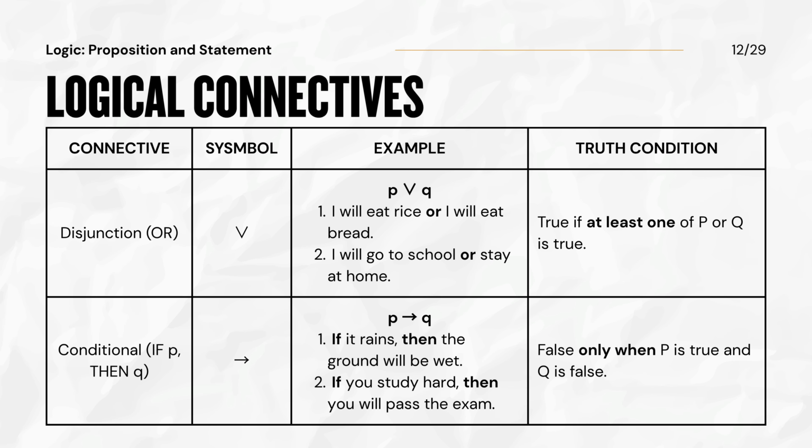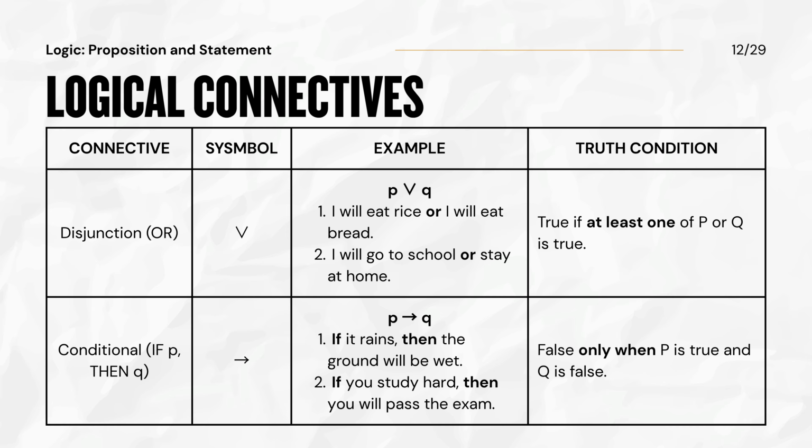In the picture, connective number 3, disjunction, the symbol is or. Number 1 example, I will eat rice or I will eat bread. Number 2 example, I will go to school or stay at home. The truth condition, true if at least one, P or Q, is true, right?